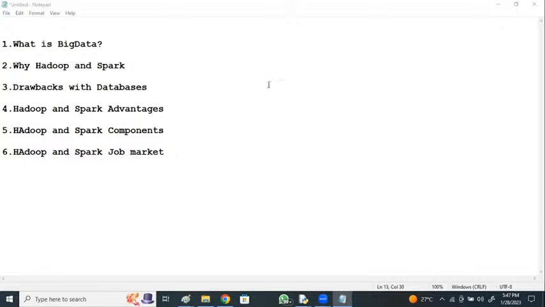In today's session, mostly I will discuss big data and Hadoop. In tomorrow's session, I'll be discussing mostly Spark and its advantages and features.